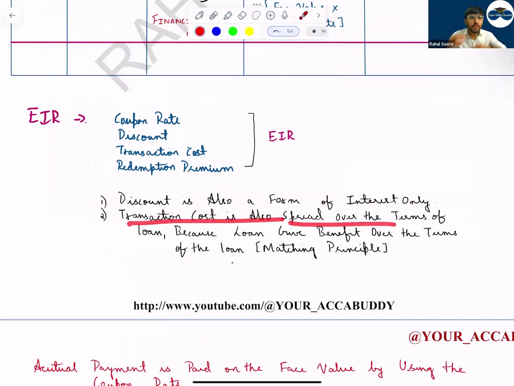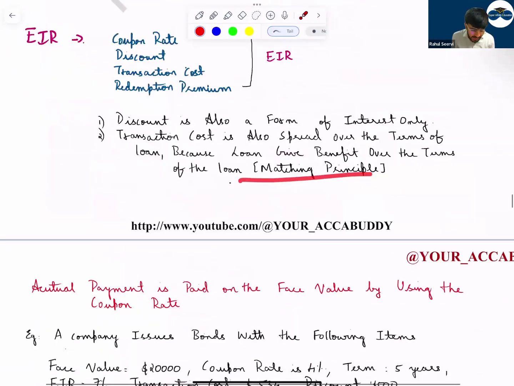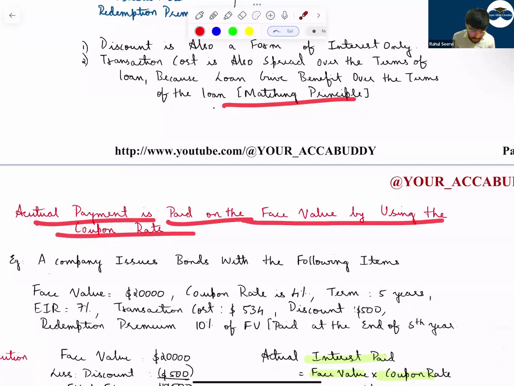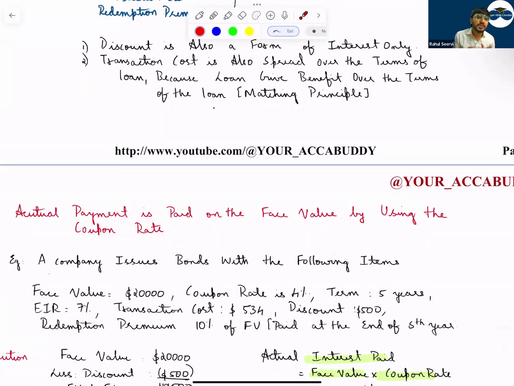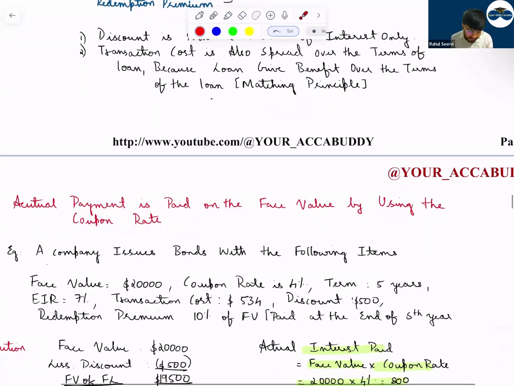Transaction cost should also be spread over the term because the loan is giving benefit over the period of the financial liability. Because of which principle? Matching principle. Actual payment is paid on the face value by using the coupon rate. Actual payment is paid on the face value by using the coupon rate, we have discussed.